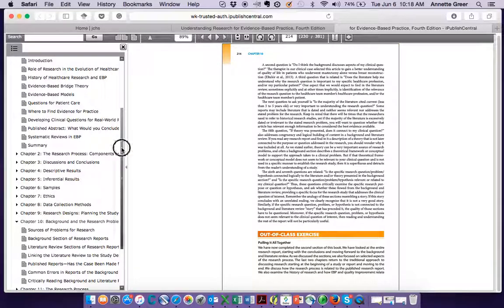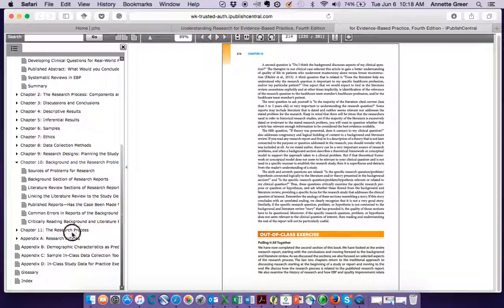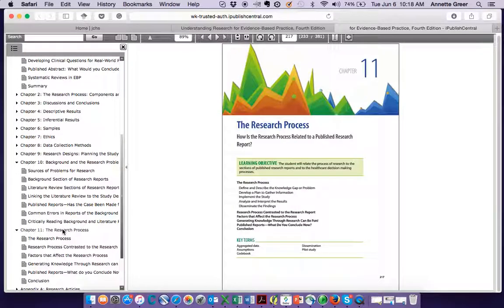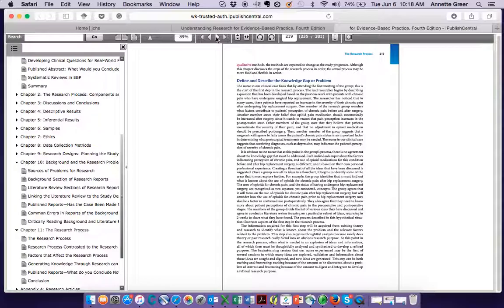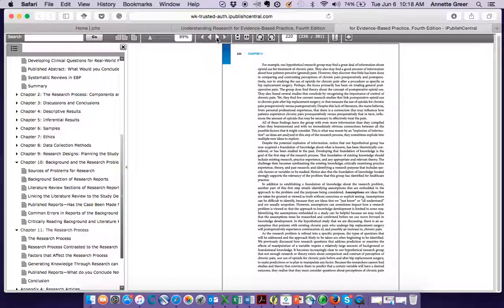Okay, now I'm going to jump to chapter 11, the research process. And as I said, I think you're going to find all this stuff redundant as we go along, but it needs to be reinforced so that you learn it. Again, the core concepts are the process is not always linear. It may overlap. Define and describe that knowledge gap. We've already talked about that.